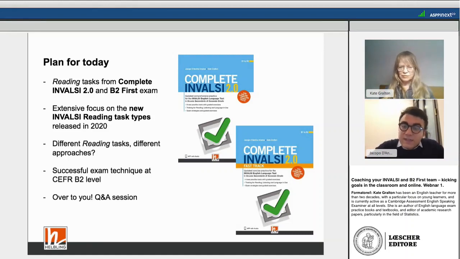So, let's take a look at today's agenda. Today, we're going to take a look at a series of reading task types taken from Complete INVALSI 2.0, Helbling Languages, a brand new preparation series for the INVALSI English language exam in upper secondary school and the B2 First exam. But we're really excited today because we are going to have a lot of time to focus on the new INVALSI reading task types, which were released by the Istituto INVALSI in 2020.